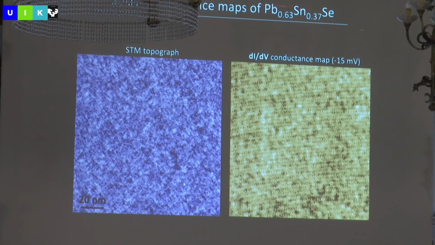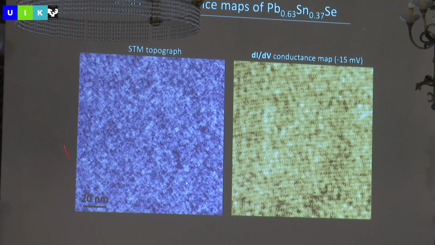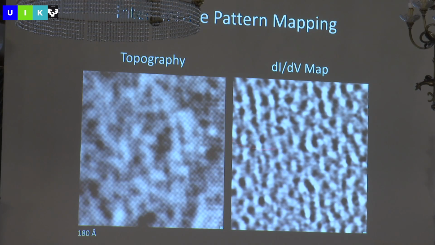Okay, so we can do dI/dV maps, and so here's the topography. It's actually a beautiful topography. Those little tiny dots you see are actually the atoms that I was showing you earlier. This is a pretty large scale for us. Here's a dI/dV map. This is what it looks like when you zoom in. You can see the atoms, you can see the map.